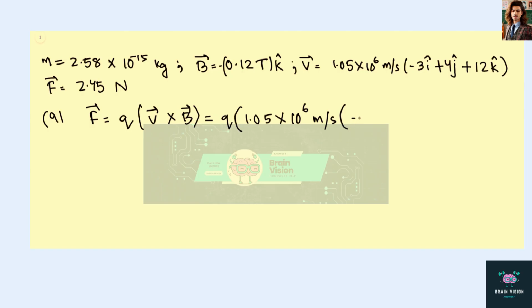So let's do that. This will be 3 i cap times 0.12 Tesla k cap, and so on. To simplify, we can multiply the magnitudes of the components and then take a cross product of just the unit vectors.